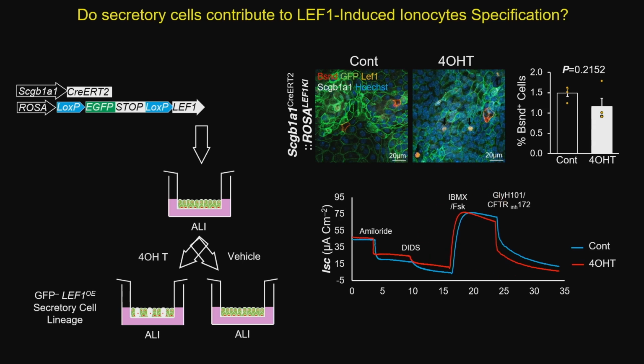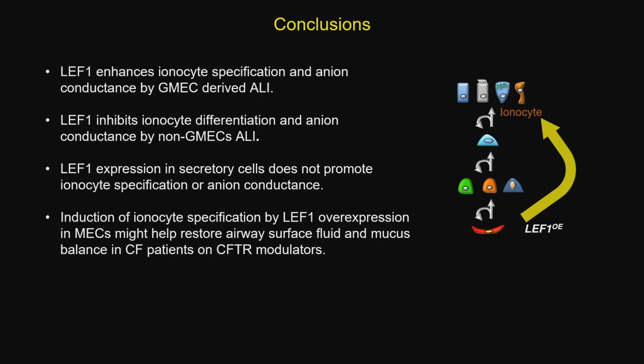So with that, for my conclusions, we have shown that LIF1 enhances ionocyte specification and anion conductance by glandular myoepithelial cells in ALI. And also it inhibits ionocyte differentiation by non-glandular myoepithelial cells, the other cell types in the submucosal glands, and it does not promote ionocyte specification by secretory cells. We think that induction of ionocyte specification by LIF1 overexpression in myoepithelial cells will help restore the airway surface fluid and mucus balance in CF patients on CFTR modulators.